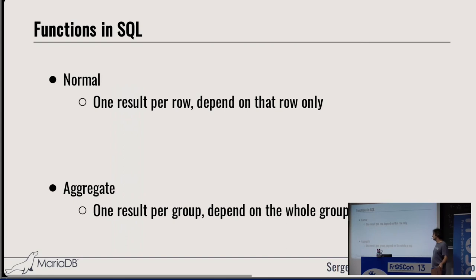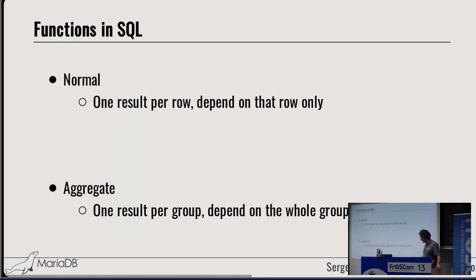And they return one result per group of rows. That is, again, you have this 1,000-row table, and you select something, I don't know, sum or average from this table group by A, and this A splits the table into 10 groups, 100 rows per group. Then you'll have only 10 rows in the result, not 1,000. They were all reduced to just 10 rows, and the value of every row depends on all those 100 rows in the corresponding group.